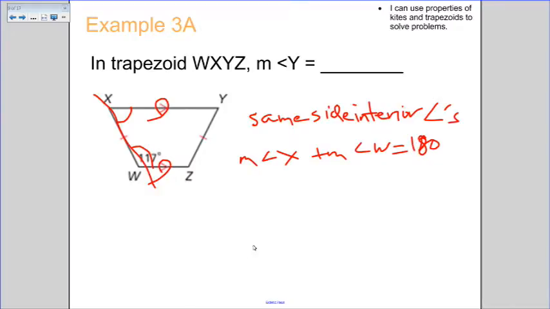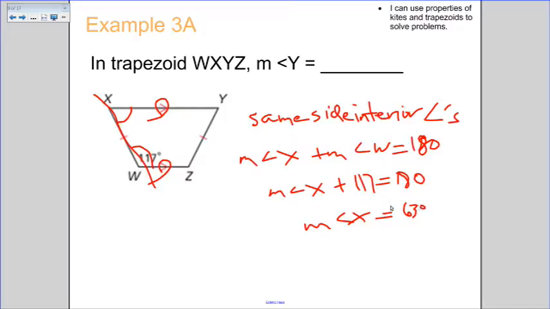Okay? So if angle W equals 117, I know that the measure of angle X plus 117 equals 180. So if I subtract 117 from either side, I'm going to get the measure of angle X equals 180 minus 117, which should bring us about, what, 63? Sounds good, 63.